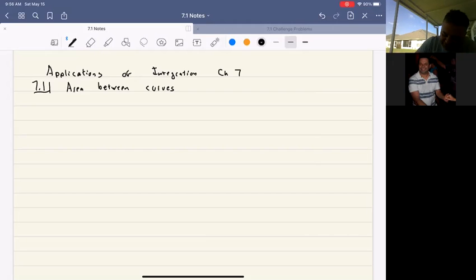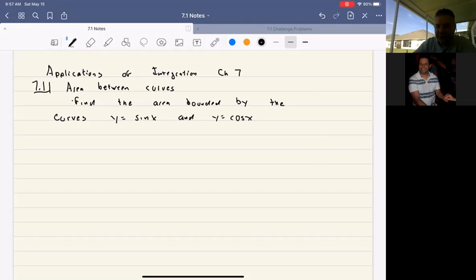Okay, so let's find the area bounded by the curves y equals sine of x and y equals cosine of x from 0 to 2 pi.